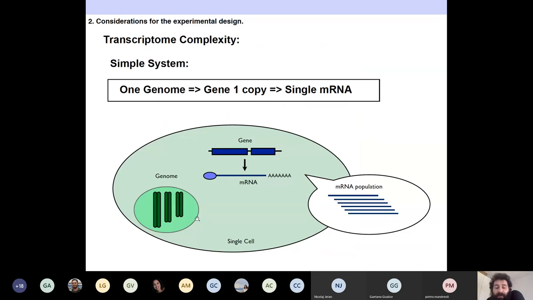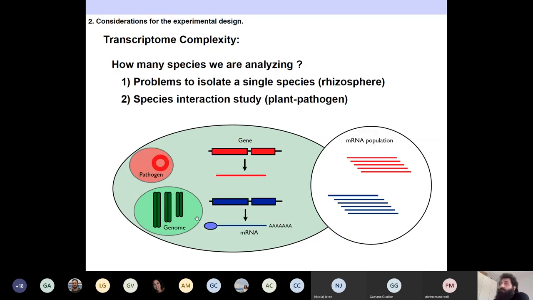And let's start with things that you already know, some of them you may know, but you don't take into consideration until you sit down to design the experiment. And the first thing is that this model is kind of obsolete, but still some people don't realize until they start to do the analysis. That is the model of one genome, one gene copy, one single mRNA. That is completely wrong, okay? That almost never happens, okay? It's not one genome, one gene copy, one single mRNA.